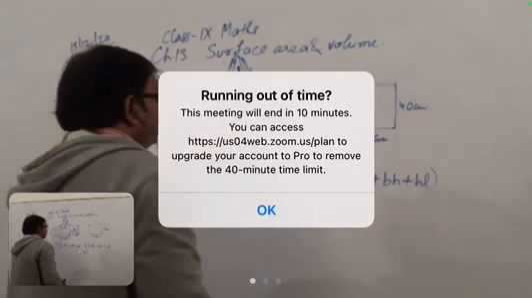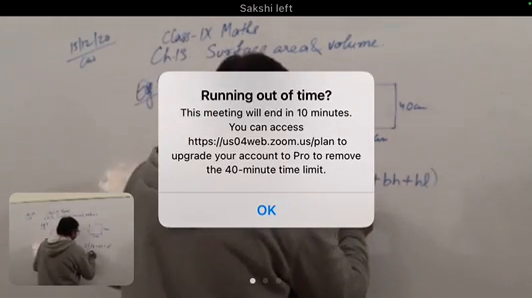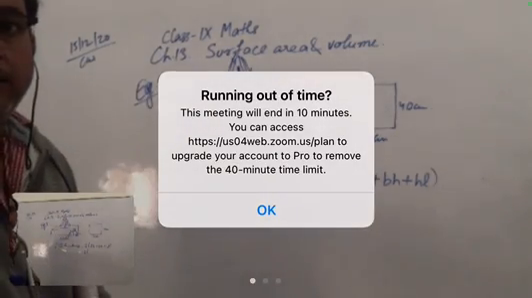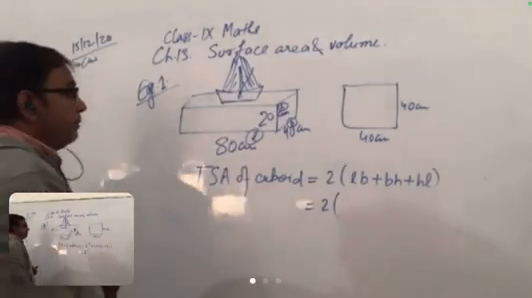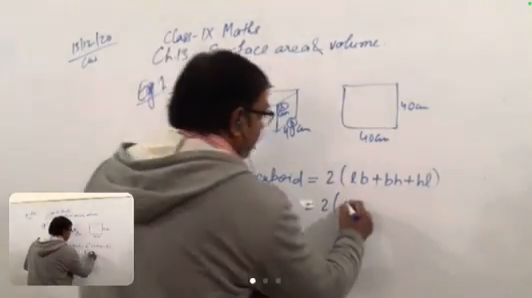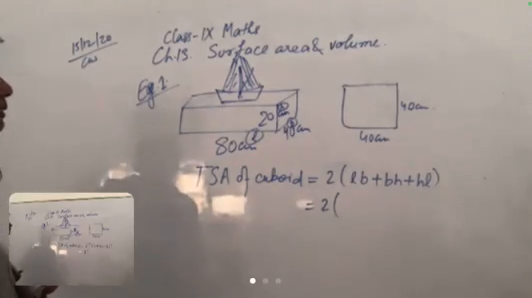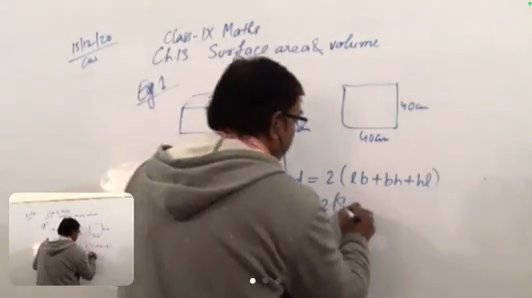You can see the figure here. The figure is visible. Okay, now tell me. Sir, 80 into 40.